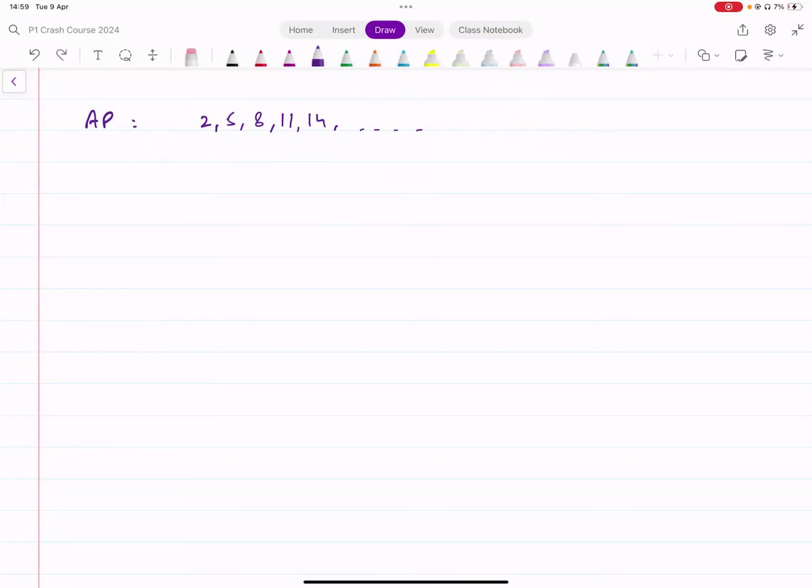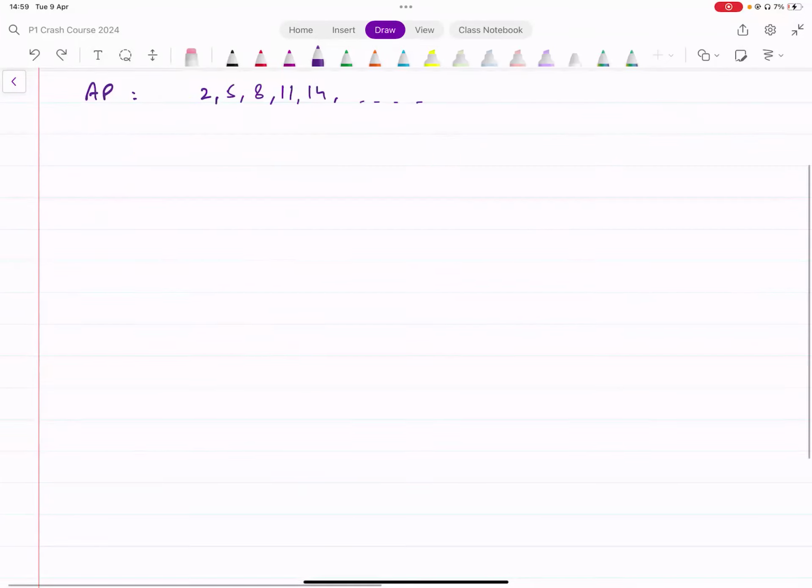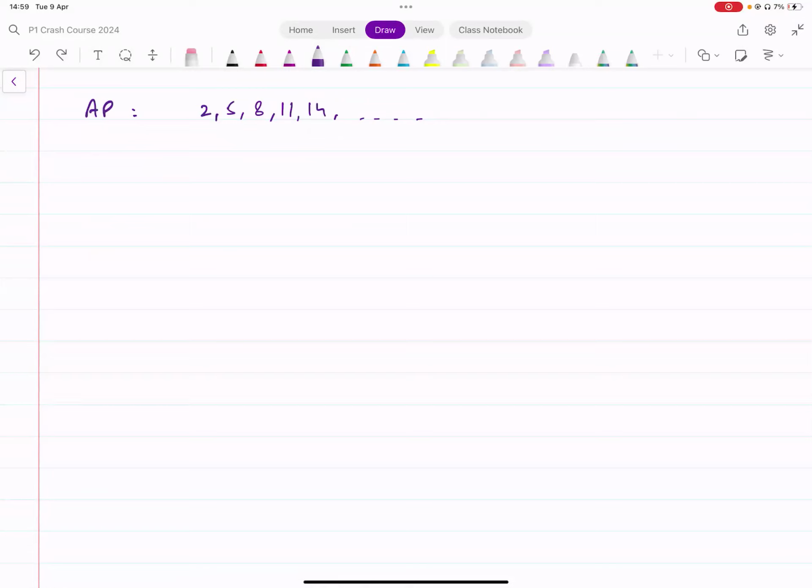Well, if the sequence was to continue like this forever, at some point these values are going to become very large, because it's an AP. You keep adding 3 to it, you keep adding 3 to it, it's going to become extremely large. The sum of all of these values is also going to become extremely large. So you can't put a finite value to this. There's no sum to infinity of an AP.